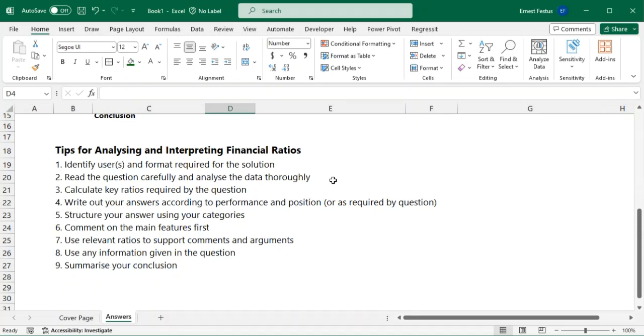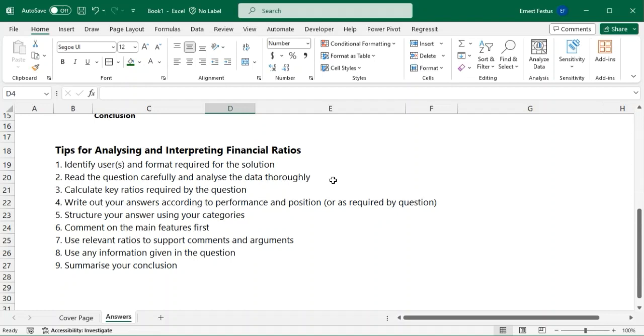And then the fourth one is to write out your answers according to performance and position. So the financial statements, basically the ratios, are based on the financial performance and position of the company in question. So you are to analyze the financial statements in that regard. You will pick the financial performance of the business, which is the statement of profit or loss and other comprehensive income, and then the statement of financial position. So you analyze the financial statements using these two categories of the financial statements.